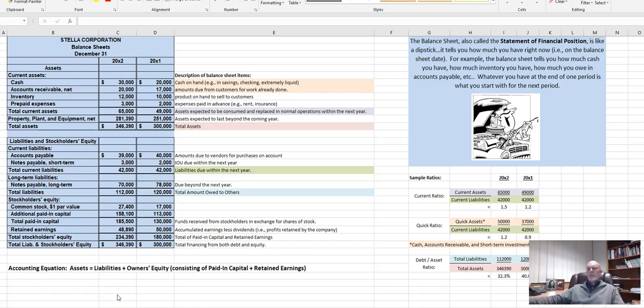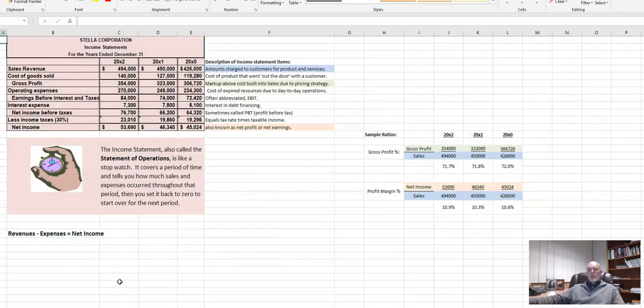On the first two tabs, first is a balance sheet, and there's some information here about the balance sheet that you may want to glance over. I discussed this in an earlier video called the balance sheet and the income statement. And on the second tab is the income statement. So you may either want to look at that earlier video or pause this video and get familiar again with the information that's on these two financial statements, and also provide a few sample ratios on these tabs.